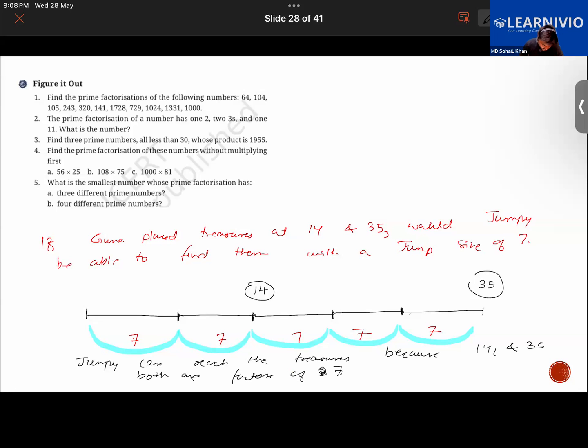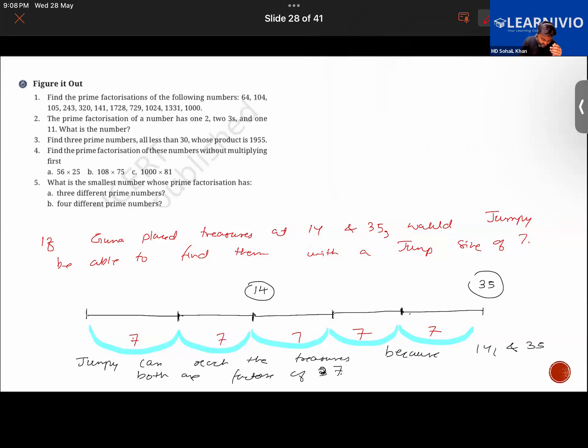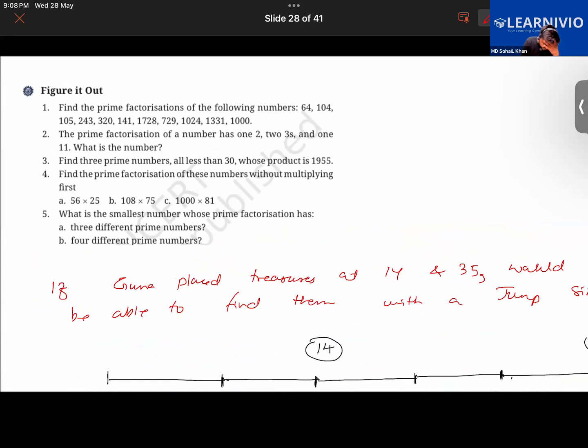Okay. Let's do question number 1 from the given exercise. Let's read quickly. The question says: find the prime factorization of the following numbers: 64, 104, and the following numbers. These are simple ones. Let's do them quickly. You will be doing prime factorization of only some of them. The remaining ones you will do at home. So let's start with 243. Both of you do the prime factorization of 243. You can use the factor tree method.